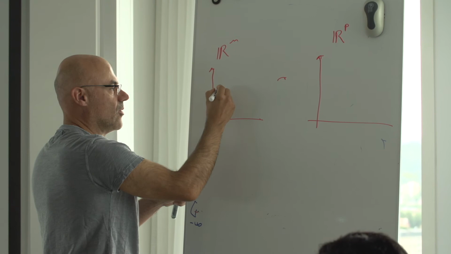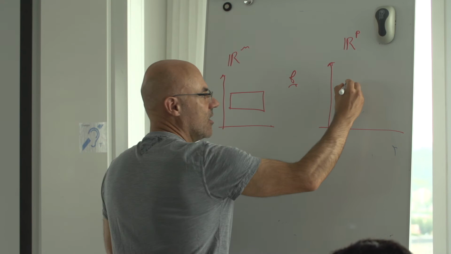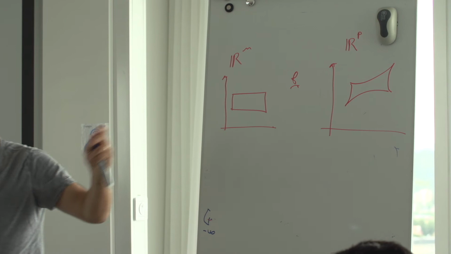If I take a box like this, it is a box, the Cartesian product of two intervals. The image of a box by a nonlinear function is something which is like this. Let's say if it is continuous, it looks something like this. If the function is linear, the image by f is a polygon.